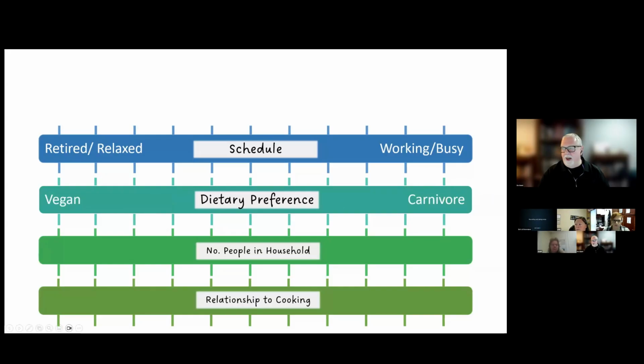And then the number of people in the household might be only 1, or they might have up to 6. And of course, there's a range here, so you can put a range on your characteristic. And what's their relationship to cooking? They either love it or hate it. So there are these different characteristics, along with some version of a spectrum that we see.